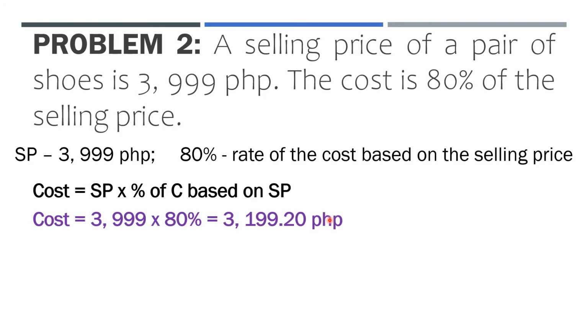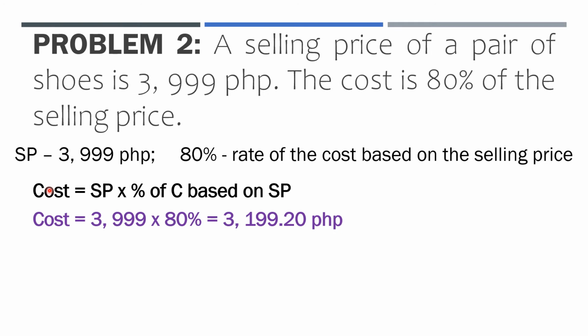Okay, yan yon. And now, aalamin natin magkano nga ba ang idinagdag dito. Magkano? Kasi we're talking about markup. As you can see, the cost is less as compared to the selling price, 3,999. Okay, reverse natin. The selling price, 3,999, is greater than the value of the cost, which is 3,199 pesos and 20 centavos. Therefore, the problem talks about markup. Ibig sabihin, nagdagdag siya ng price sa cost. So, gumamit siya ng markup. There's a markup added on the cost of the product.